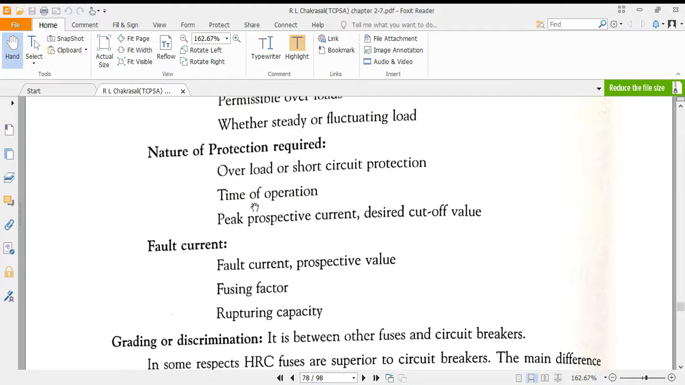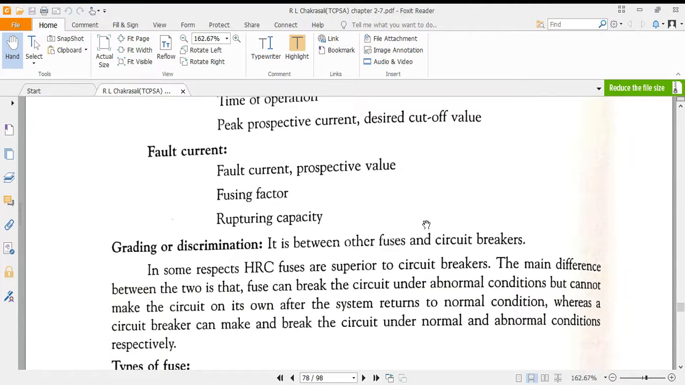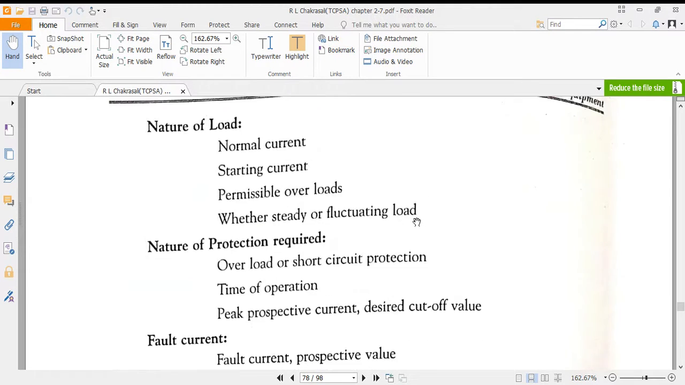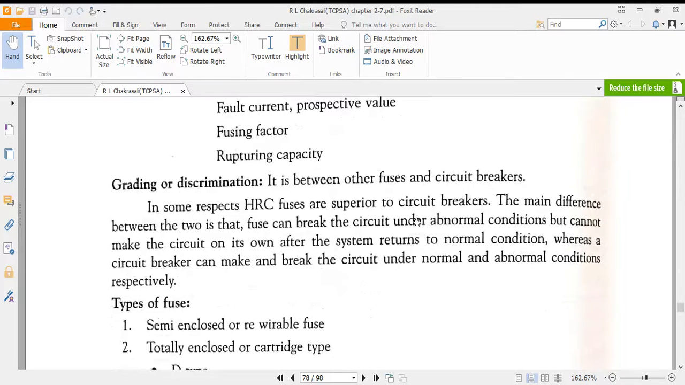Nature of protection required: is it for overload or is it for short circuit protection? Time of operation, within how many milliseconds or microseconds it has to operate. Peak prospective current, desired cutoff value, fault currents, prospective value, fusing factor, rupturing capacity. These are the things we consider while choosing a proper fuse.